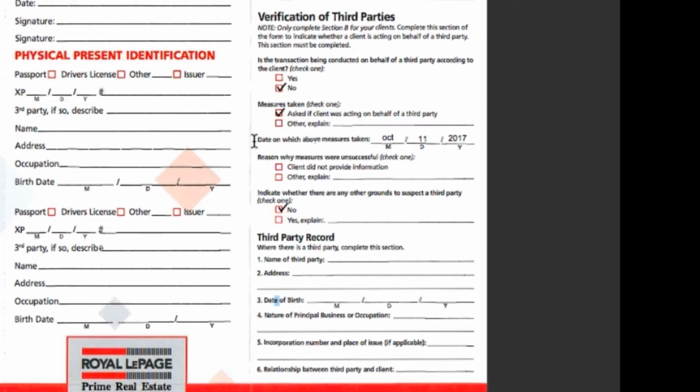Normally, you'll select the No box under Indicate whether or not there are any grounds to suspect a third party, unless you believe there might be a third party involved but your client is denying it, in which case you will select the Yes box and explain your grounds for suspicion. Leave the third party record section at the bottom of the page blank.